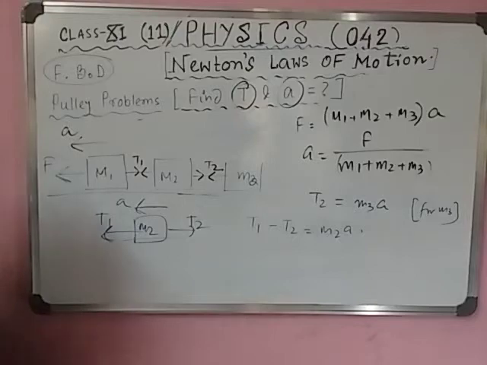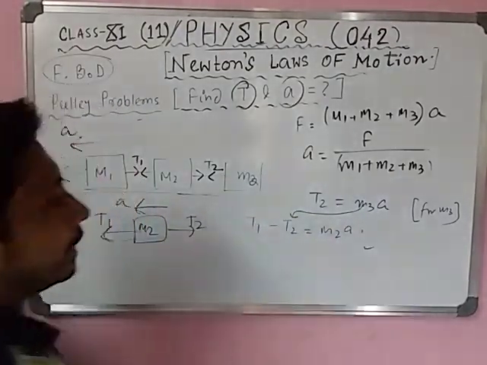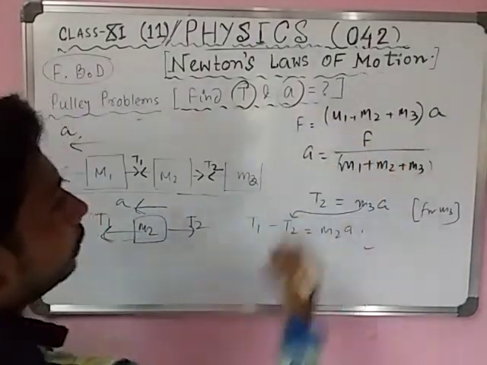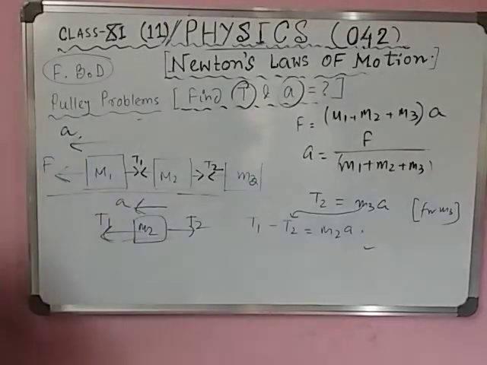I think students you understood. Now if you put the value of T2 here, then we will get T1. Am I right? And the acceleration you can find from the first equation. So you can solve this problem. Okay. Now copy it.